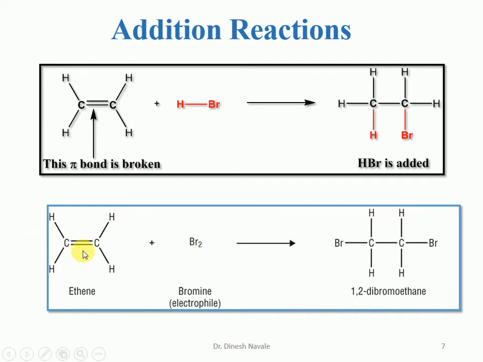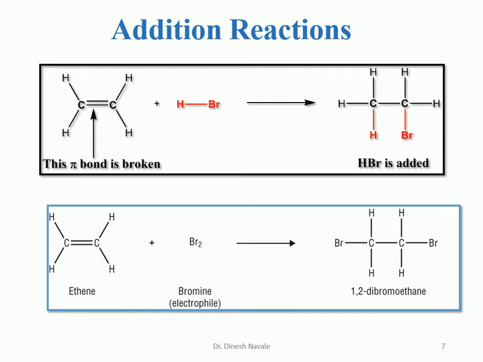We are going to see that one bromine will be added to one carbon atom, and another bromine will be added to the other carbon atom. The pi bond is going to break, and two sigma bonds, carbon-bromine and carbon-bromine, will be formed. So these are the two representative examples of the addition reaction.